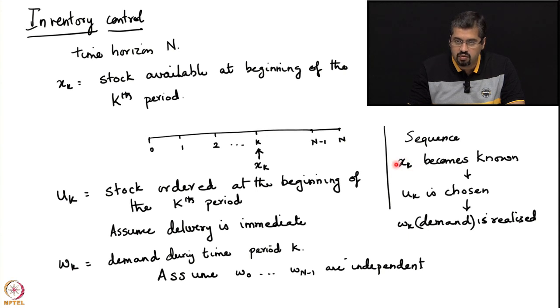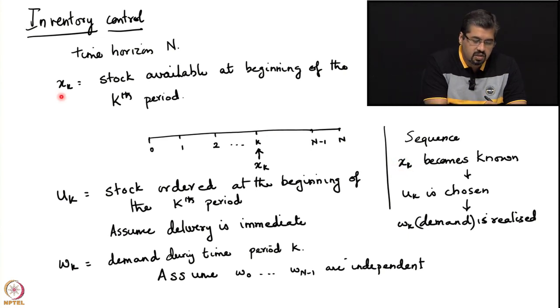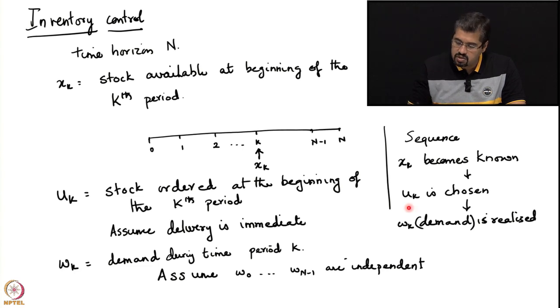So, the sequence in which things became known to us: we came to know the amount of stock we had at time period k, denoted by xk. So, xk is the stock available at the beginning of time period k. On the basis of that, we chose uk, the amount of stock to order at the beginning of the k time period, and the delivery was immediate, following which the demand was realized, that is wk. So, demand during the time period k, and we assumed that w0 to wn minus 1 were independent.